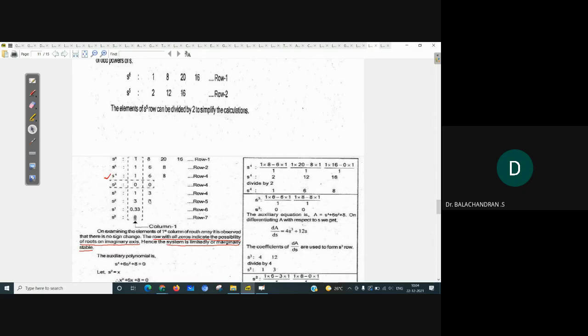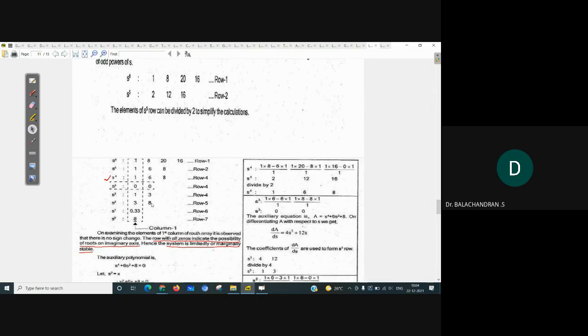Once you got s power 2, next you should move to s power 1. How to calculate s power 1? 3 into 3, 9, minus 1 into 8. So 9 minus 8, 1 by 3. So that is 1 by 3, which is 0.33. Next, s power 0. For s power 0, you consider this is 0. So multiply these two: 1 by 3 into 8 minus 3 into 0, divided by 1 by 3. So you'll get 8.